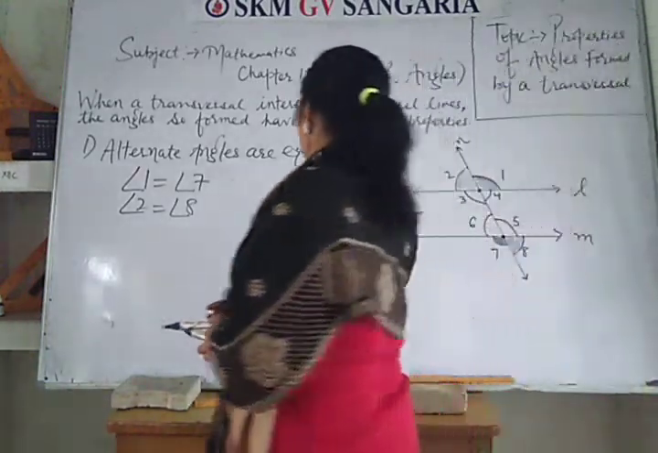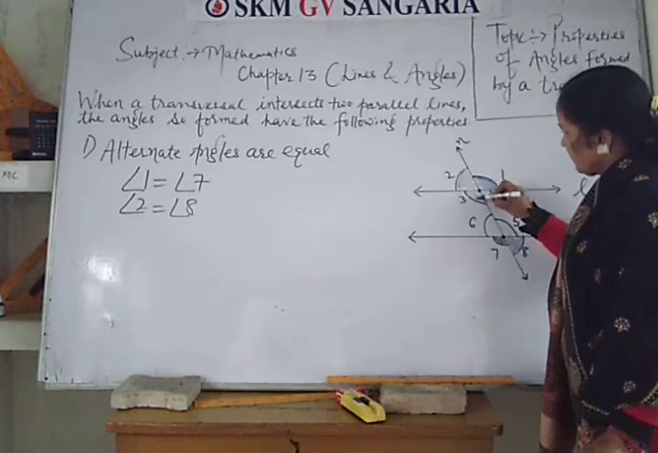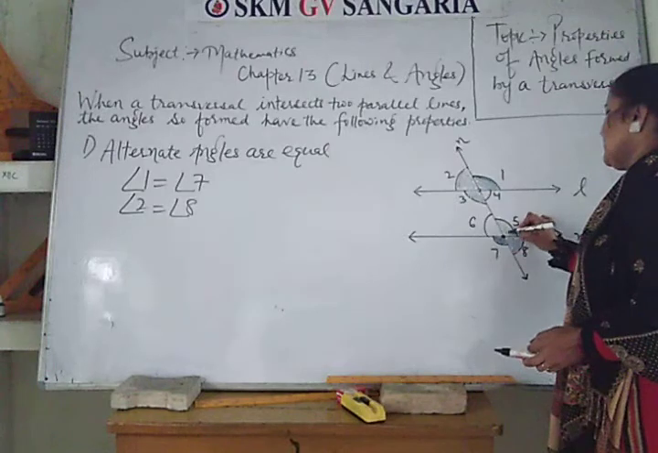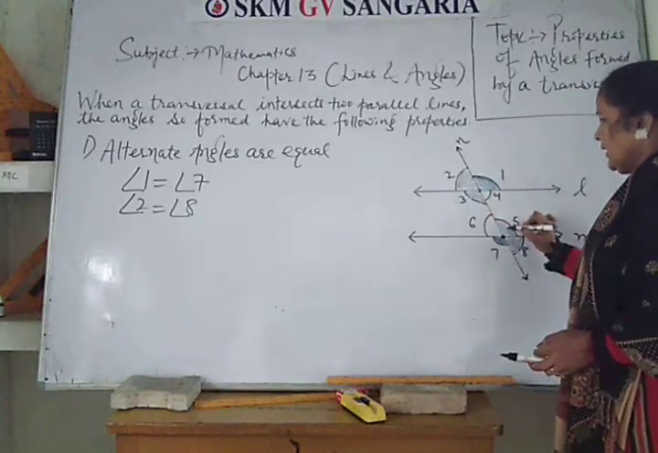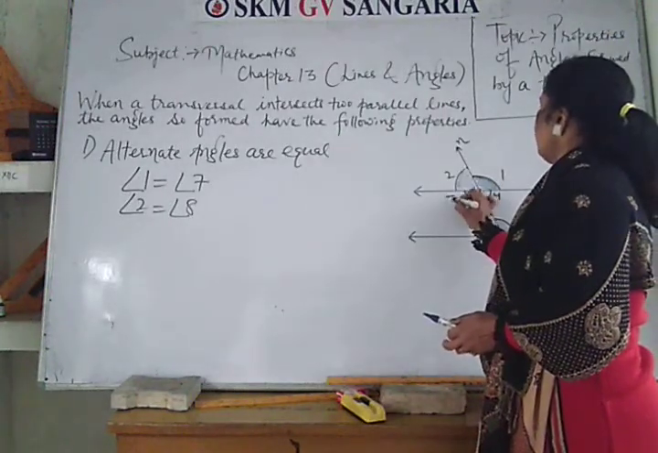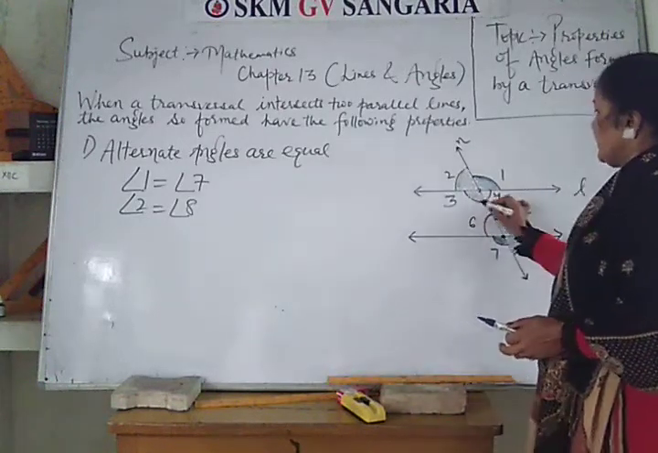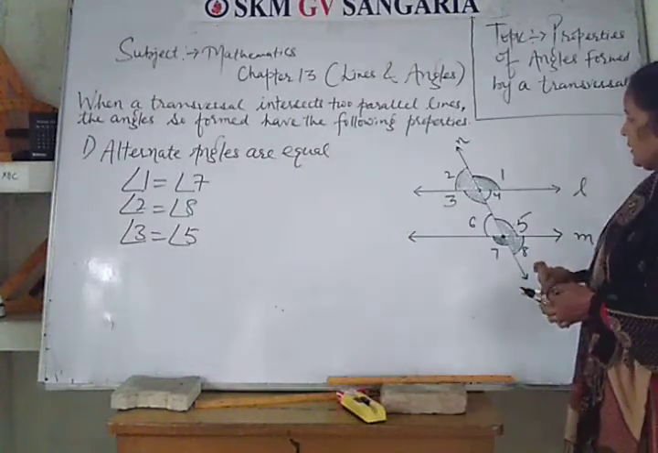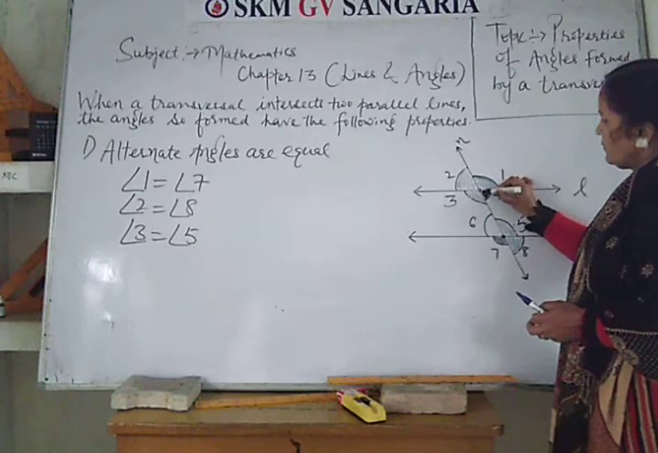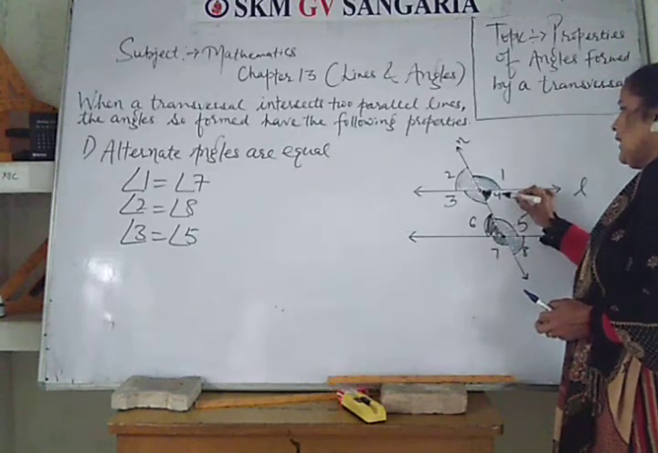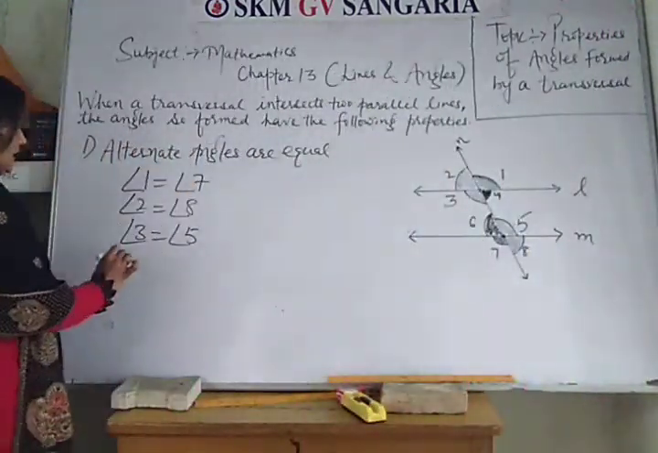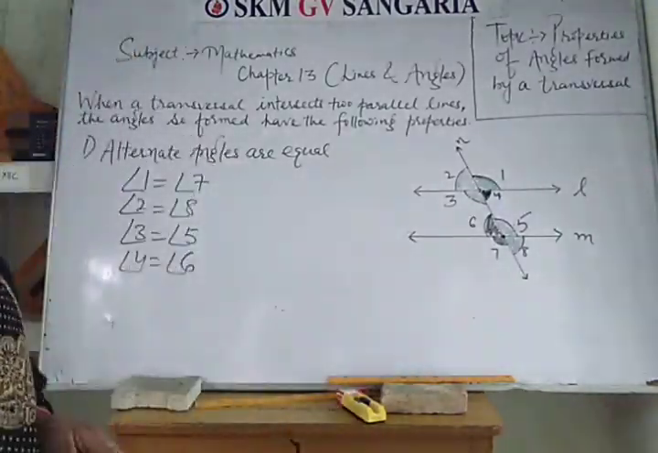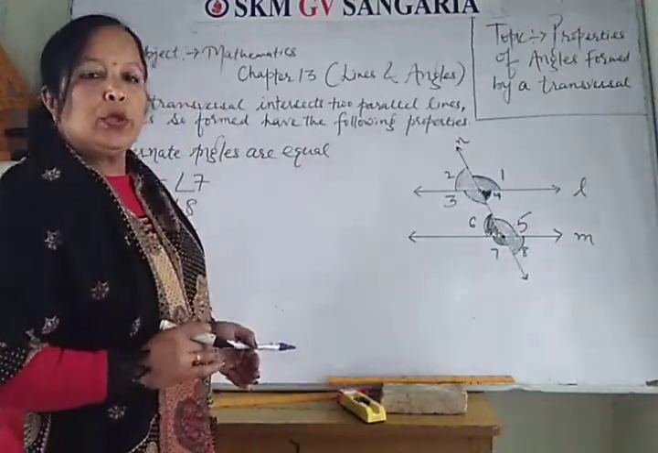Then angle 3 and angle 5 are alternate interior angles. Angle 3 is equal to angle 5. Then angle 4 is equal to angle 6; these are also alternate interior angles. So we can say that alternate angles are equal when a transversal is intersecting two parallel lines.